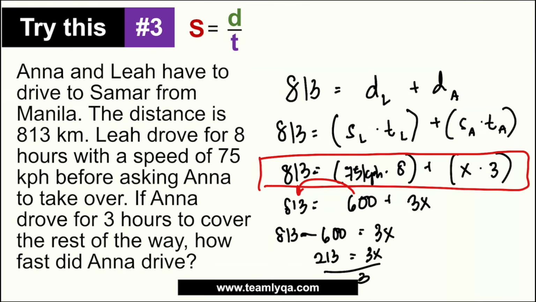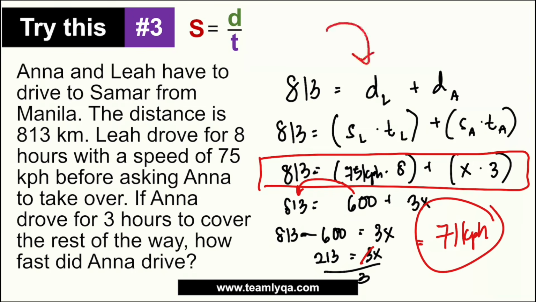Di-divide natin sa 3 para makancel itong 3 na ito, maiwan yung x sa isang side. And ang magiging sagot din dyan is the same. Okay? It's still going to be 71 kilometers per hour. Okay? So again, whether dinrowing ninyo, whether sinolve nyo using just the given, or you used yung full na formula like this, the answer will still be the same. And yan yung progression natin dito sa buong series na ito. So stay tuned. There will be more lessons coming up.